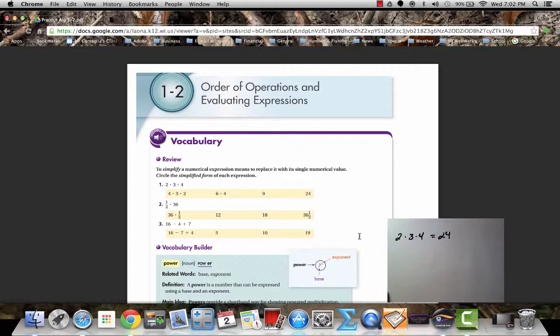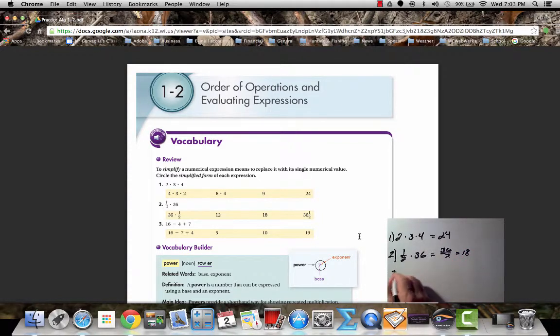Let's take a look at number 2. We have 1/2 times 36. We need to multiply these together. 36 times 1 would be 36 over 2. That's 36 times 1/2. Then 36 divided by 2, or 1/2 of 36, is 18. That would be our simplified answer.